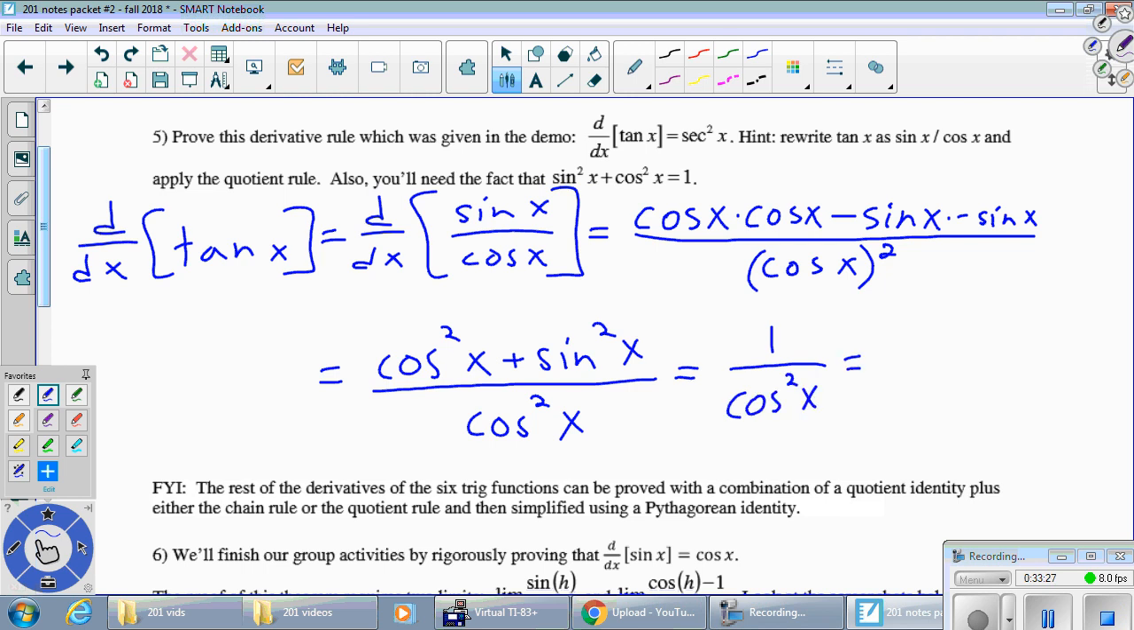But remember, 1 over cosine is a different trig function, right? 1 over cosine is secant. But this is really 1 over cosine squared. So, of course, this is really secant squared. And so there's our proof that the derivative of tan x is secant squared of x.